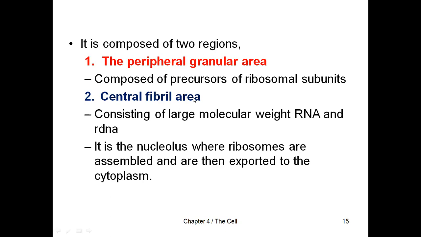The peripheral part is made up of precursors of ribosomal subunits. Precursor means starters. What are the starters of ribosomal subunits? Can anybody raise your hand so I can unmute you? What is meant by the subunits? We have the precursors of the ribosomal subunits present in the peripheral granular area. Peripheral means at the sides. Granular means we can see the presence of grains.